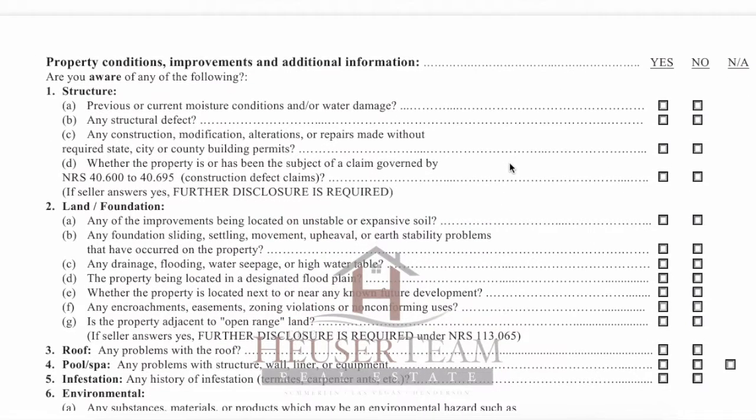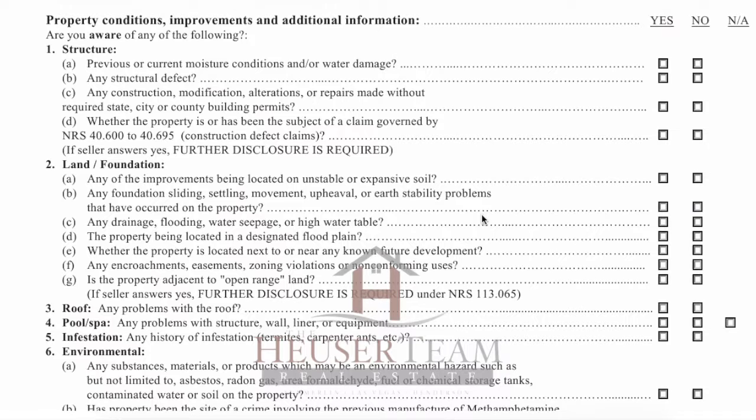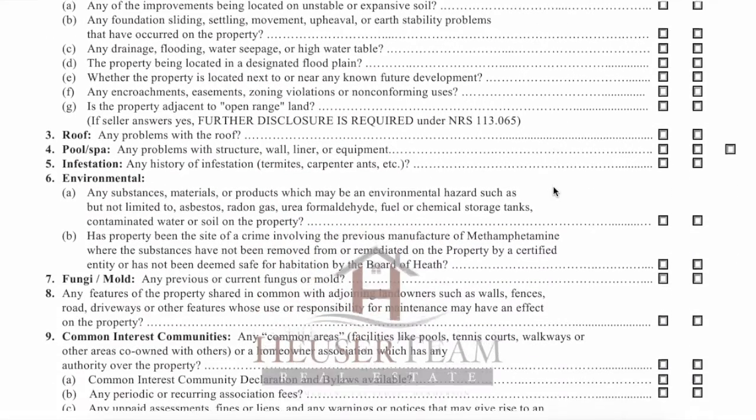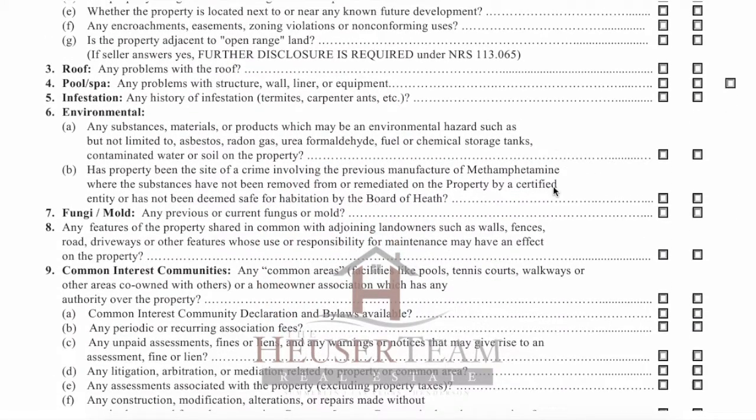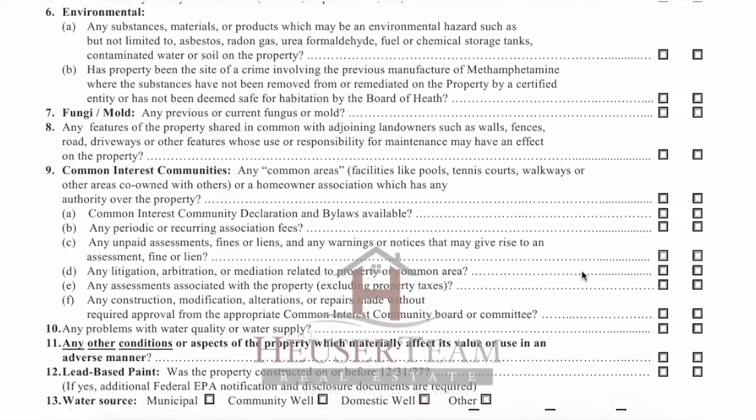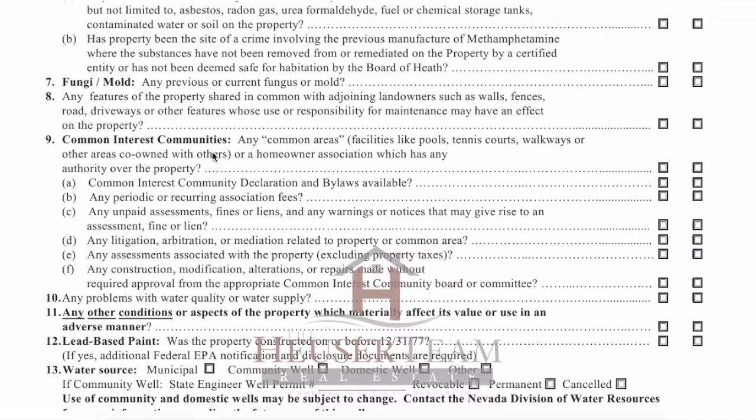So some of the ones I see that people constantly get stuck on: first of all, real estate agents are not allowed to tell you how to answer a question. We're not allowed to say, yeah, put yes, or yeah, put no, because of this or that. They know that it's not a good idea for the agents to get involved. But what we can do is better explain to you what a question means so that you can answer it. So common interest community, this is the homeowners association.